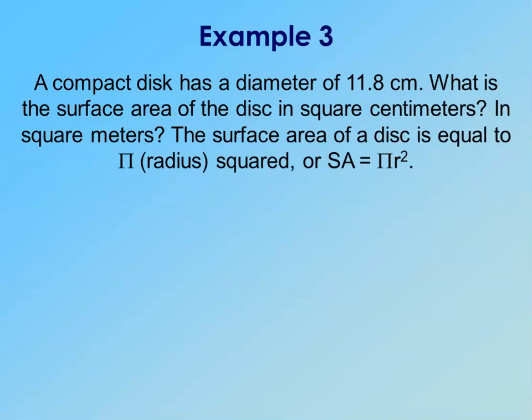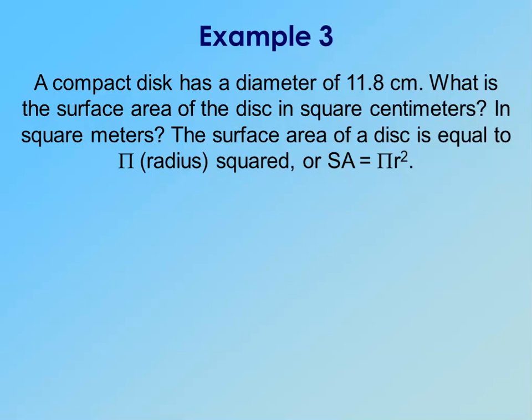Our next example is going to be a calculation where we're going to use dimensional analysis to get two forms of that answer. We're told a compact disk has a diameter of 11.8 centimeters, and I want to know the surface area of that disk. If you read a little bit further, I gave you the equation for surface area, pi r squared. I also wanted you to find the surface area in square meters.